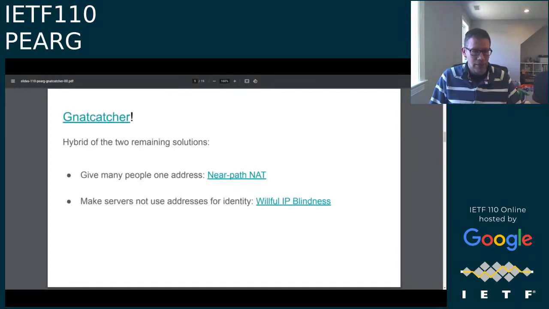So moving on to the two remaining solutions, we paired them up into a hybrid of the two. In the "give many people one address" front, we have a proposal called near path NAT. And in the "make servers not use IP addresses for identity" category, we have the willful IP blindness spec. NAT catcher is the hybrid of these two; it puts them both together. I'll walk through willful IP blindness first.